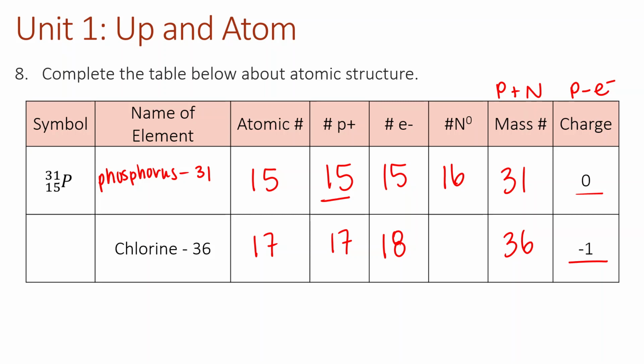So then to figure out the number of neutrons here, my mass number is 36, and I know that 17 of that 36 are protons. So that means that I have 19 neutrons here, because 19 plus 17 is going to give us 36. So whenever I go to write the symbol here, I need the atomic number on bottom, the mass number on top, the element symbol, and then since this one has a charge, I'm going to put -1 here.